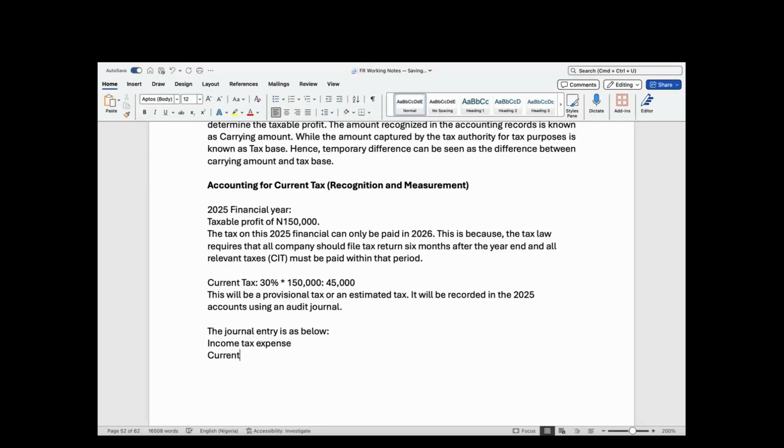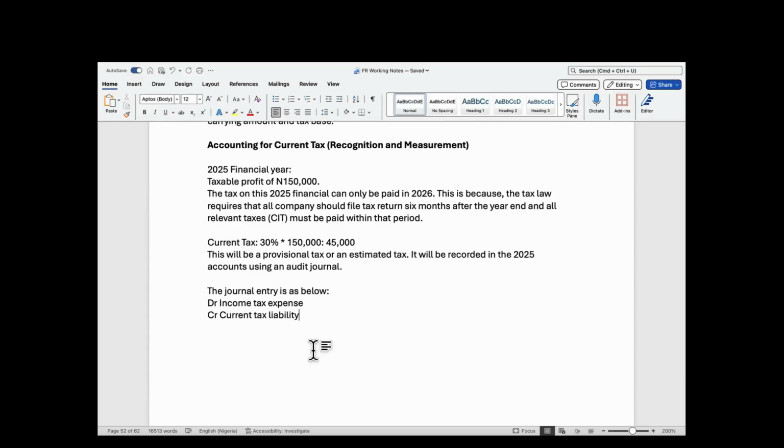And you haven't paid it, so we'll have a current tax liability. And you know that any expense is usually debited, and any liability is usually credited. So you're going to debit expense in your P&L with 45,000, and you're going to credit your tax liability with 45,000. So then your account is complete. You then publish your account, you file it with the tax authority along with your tax computation and all that.